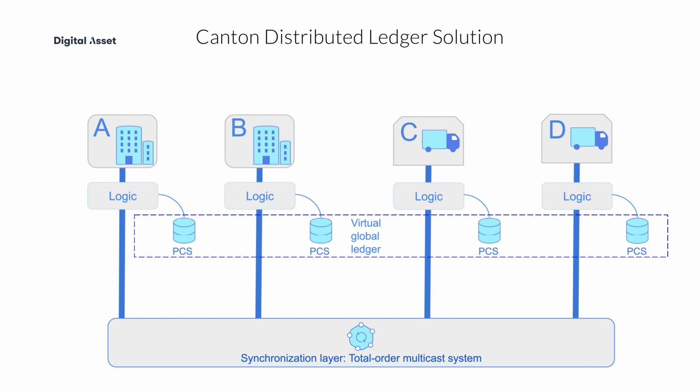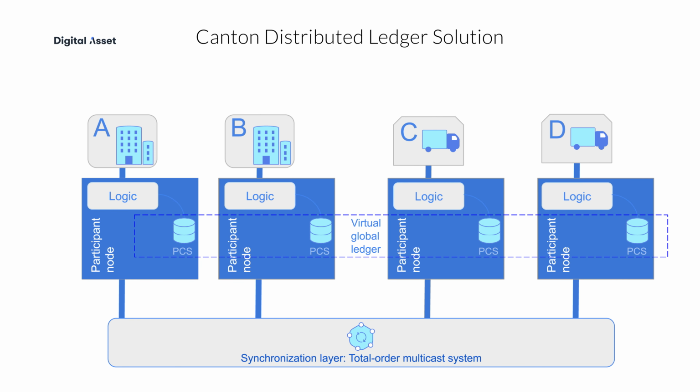A PCS is part of a bigger Canton component called a participant node. A participant node is a server through which the users of an organization can access the organization's PCS. It is important to note that the smart contracts stored on a PCS are visible only to those parties that are registered on its node, and their access is controlled according to their authority and privacy rights.